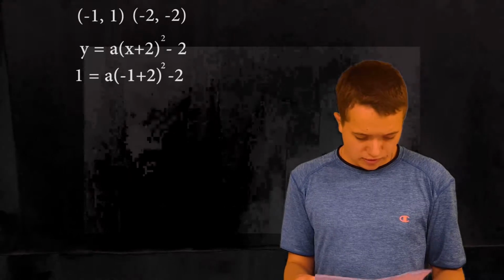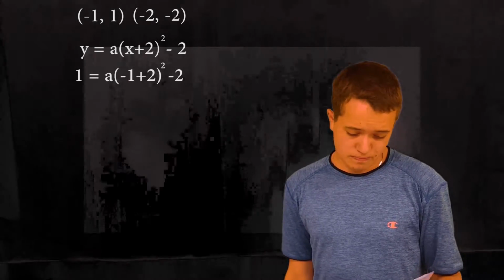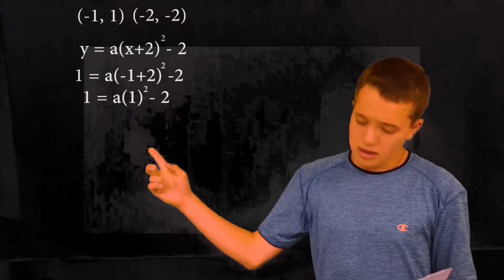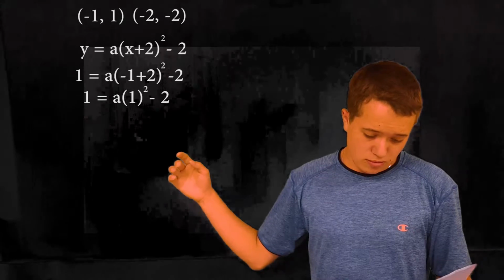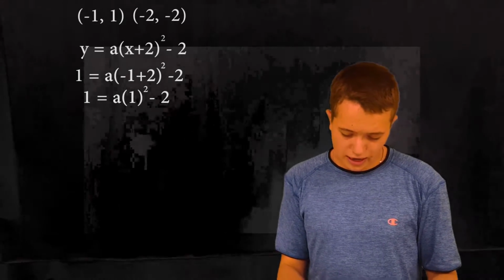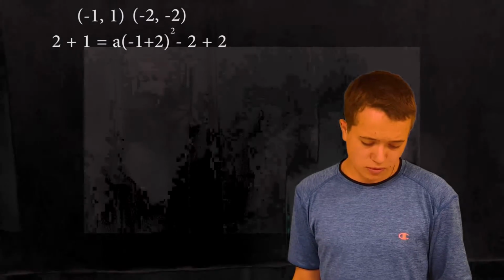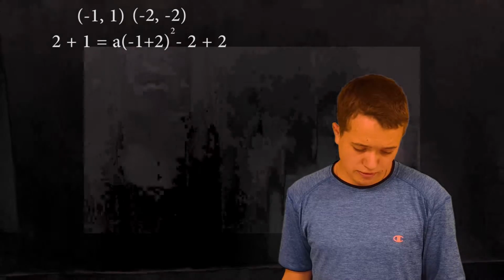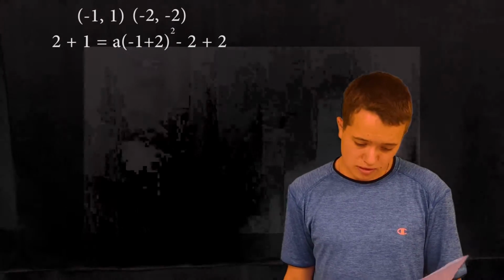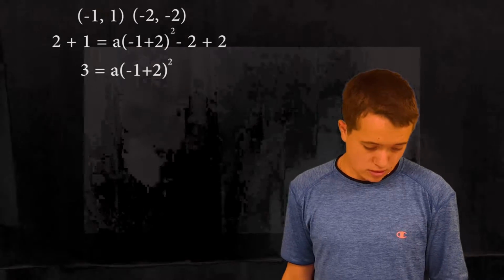This just leaves us with a. All you need to do to solve for a is you go 1 equals a times 1 squared minus 2. You can then add the 2 to each side of the equation. So it will become 2 plus 1 equals a(negative 1 plus 2) squared minus 2 plus 2. This becomes 3 equals a(negative 1 plus 2) squared.